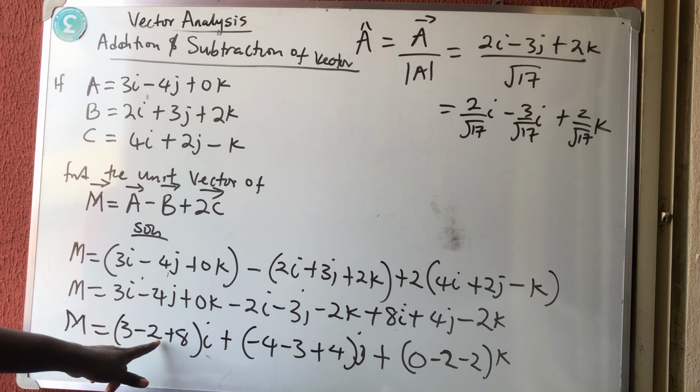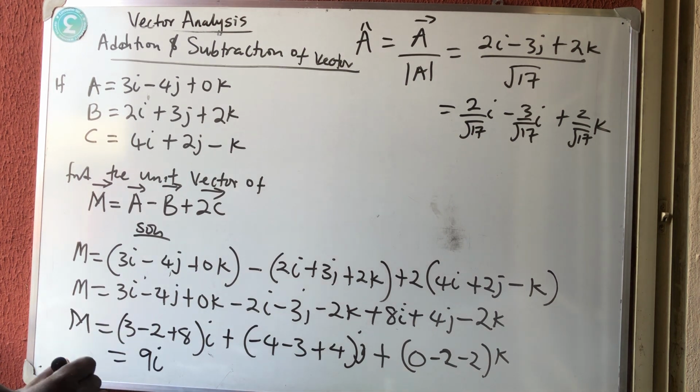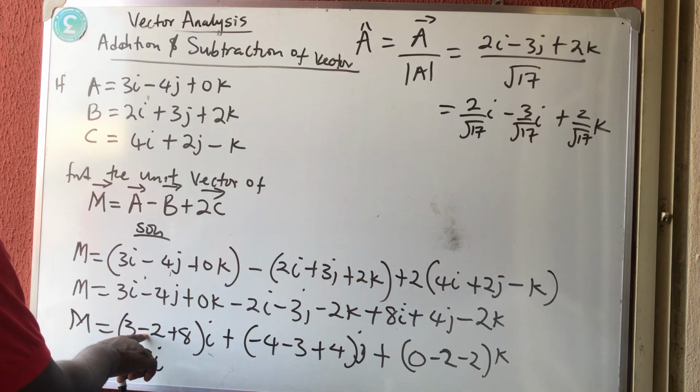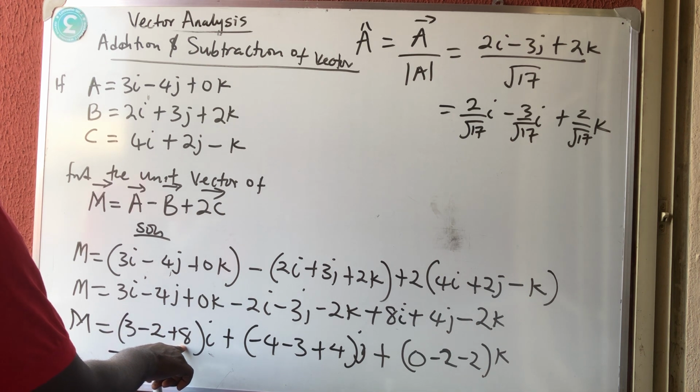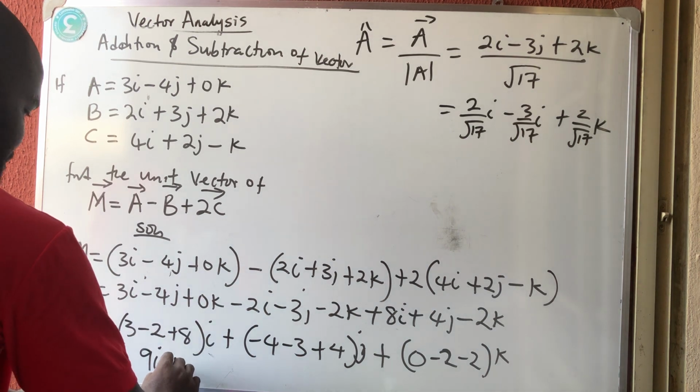3 minus this is 1. 1 plus this is 9. I'm having 9i. Okay? Don't go and say 2 plus this is 10. No. This 2 has this minus, please. You can only say minus 2 plus 8, which will give you 6. 6 plus 3 is 9. Okay? Please be careful with minus.